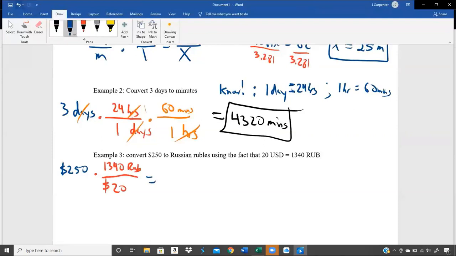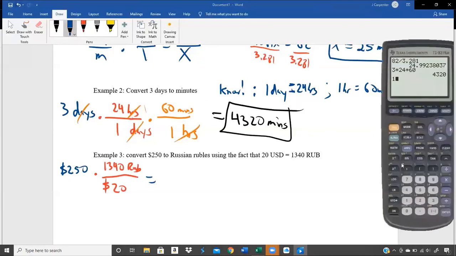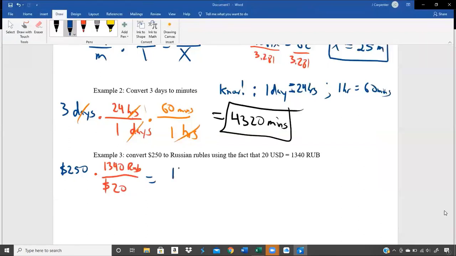All right, so we're going to take the 250. Now, there are numbers that aren't one in the top and bottom, so this is going to be a multiply and a divide. We're going to have to multiply the 250 by the 1340, then we divide it by the 20. So we take 250 times the 1340 divided by the 20, and we end up with 16,750. Now the dollars, there's a dollar in the top and a dollar in the bottom, so they cancel, meaning that the answer is in these rubles.